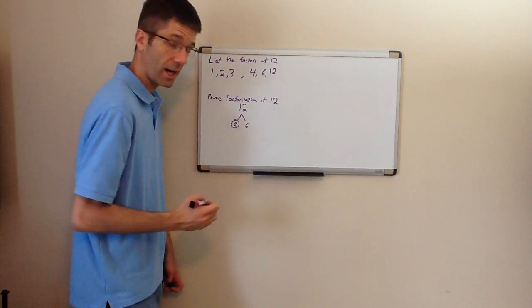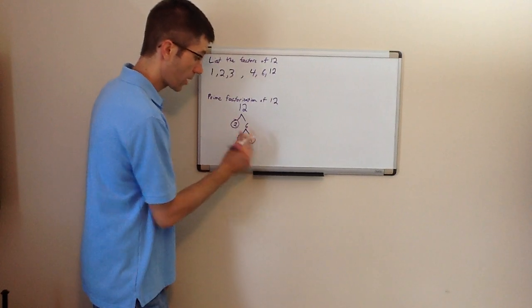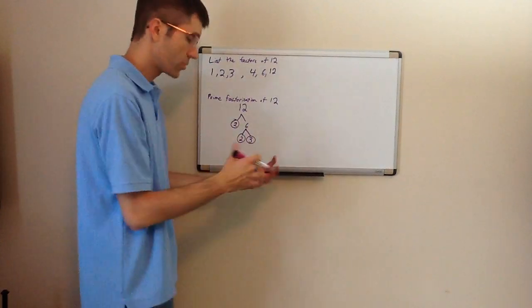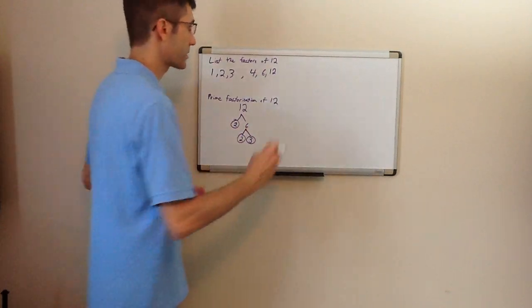2 is prime. 6 is not. 6 is really 2 times 3. And we're finished. You can write it as 2 times 2 times 3 if you like. I'm going to leave it here for the sake of where we're going next.